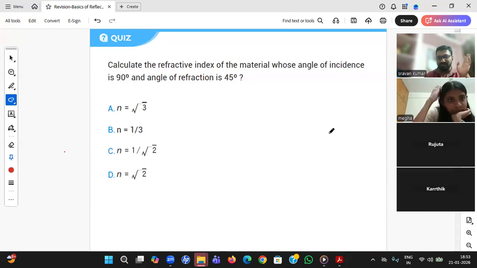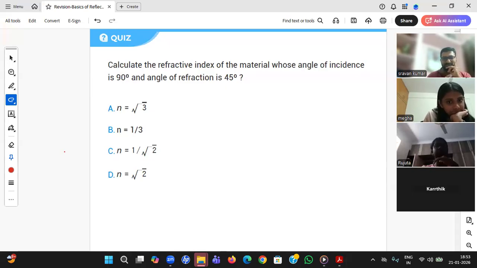Ruchita, right answer. Karthik, very good. Karthik, I'm able to see very good answers from you for the last 2 days. Tanish, mathematical issues.